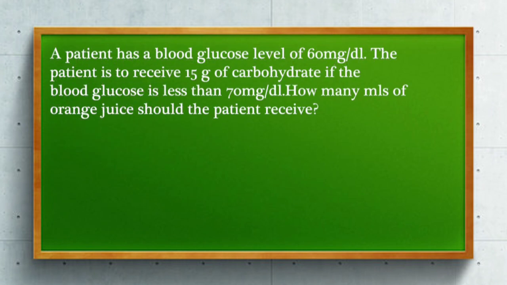Next question. A patient has a blood glucose level of 60 mg/dL. The patient is to receive 15 g of carbohydrate. If the blood glucose is less than 70 mg/dL, how many mL of orange juice should the patient receive? A. 120 milliliters. B. 90 milliliters. C. 60 milliliters. D. 30 milliliters. And the answer: A. 120 milliliters.